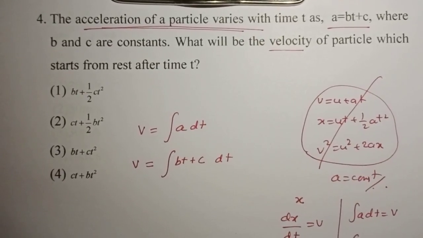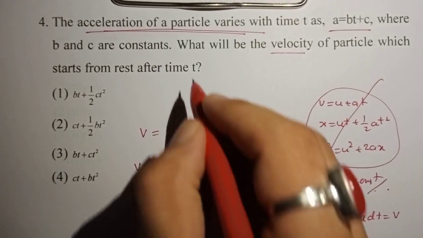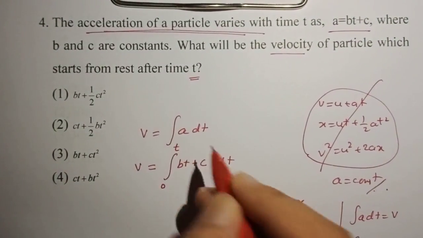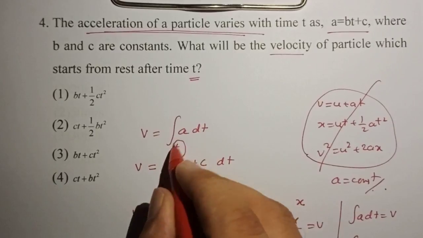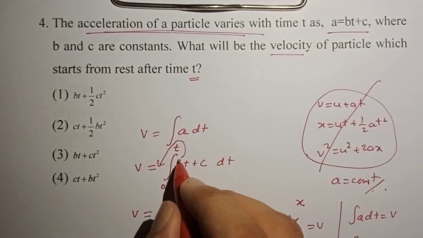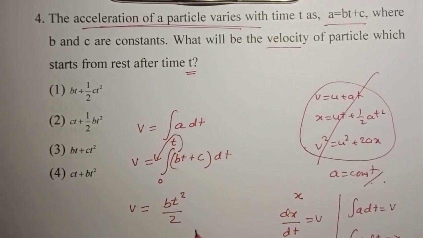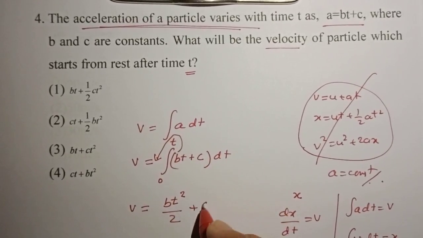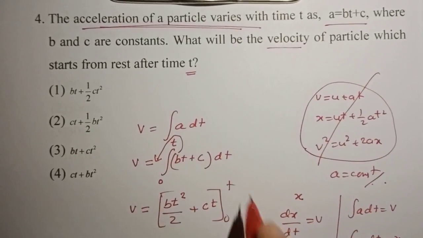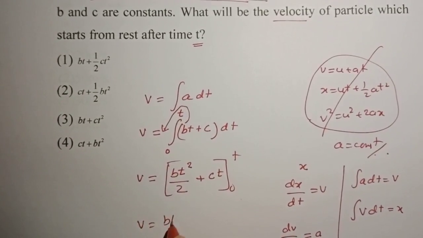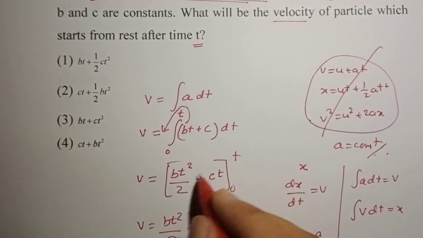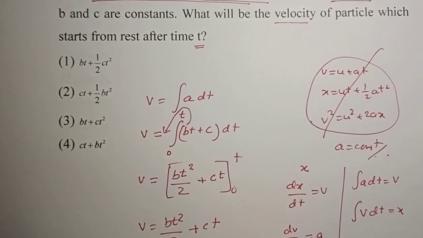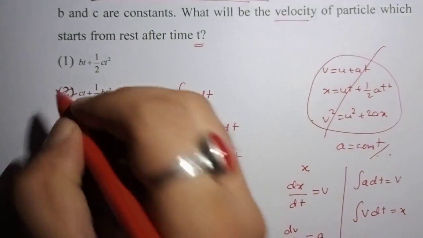It starts from rest, and at time t you integrate between the limits 0 and t. So v will be equal to b, a constant, which comes out, times the integration of t with respect to t, which is t square by 2, plus the integration of a constant with respect to t, which is constant into t, between the limits 0 and t. Since the lower limit is 0, you just substitute the upper limit: velocity is bt square by 2 plus ct. So it is the second option.